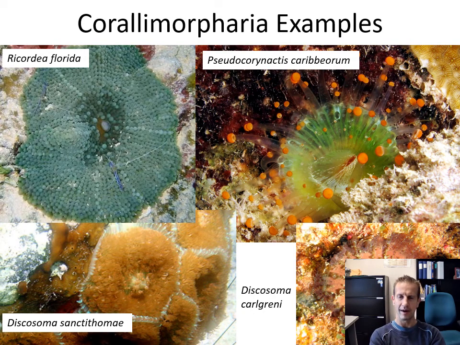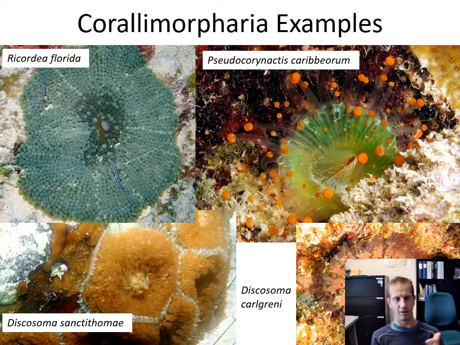Now we're looking at the corallimorphs. These are the organisms that I said had some traits similar to anemones, like usually being solitary with a large polyp, and some traits similar to the Scleractinians, meaning that they had a calcium carbonate skeleton. And there's a variety of species of corallimorphs found in the Caribbean as well as the Indo-Pacific.